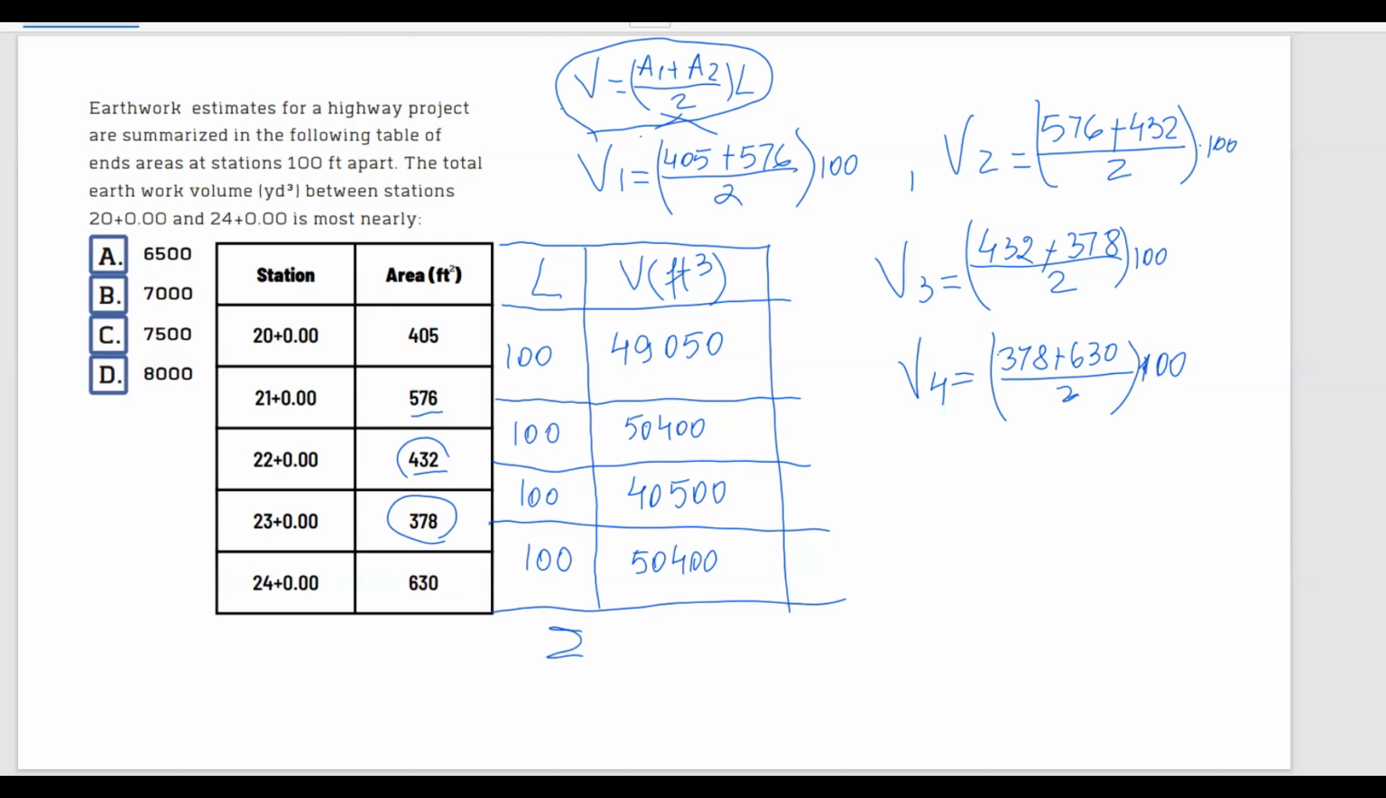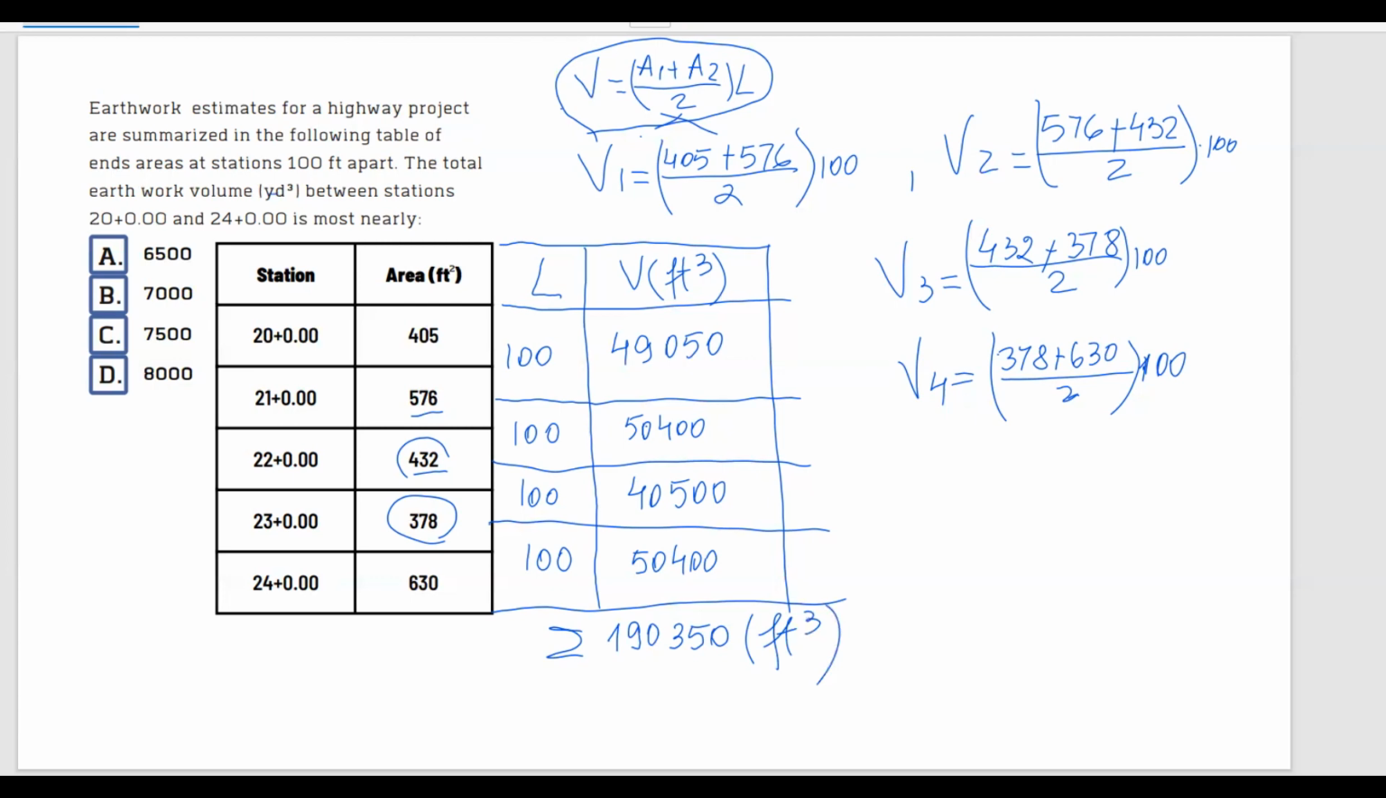So 50,400 plus 40,500 plus 50,400 plus 49,050. So I get a total volume of 190,350, and these are feet cubed.